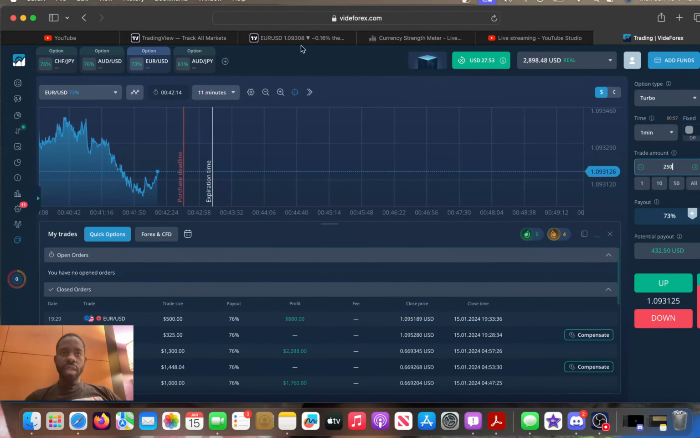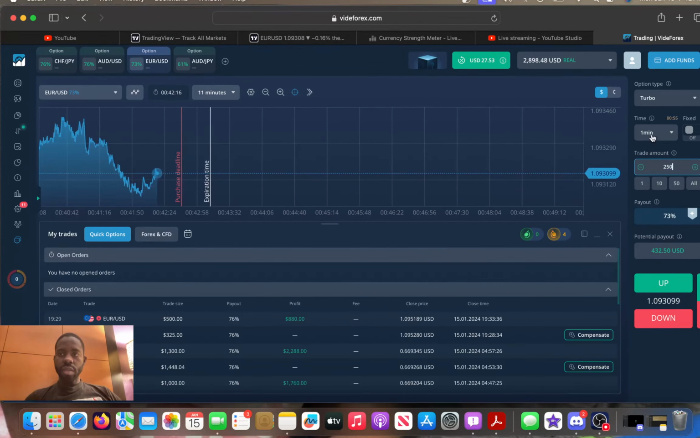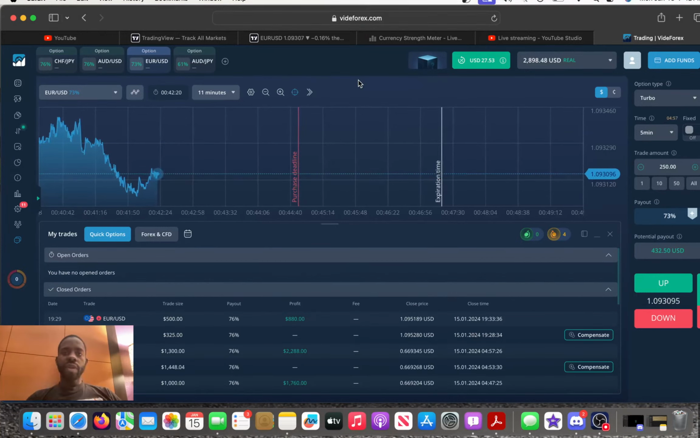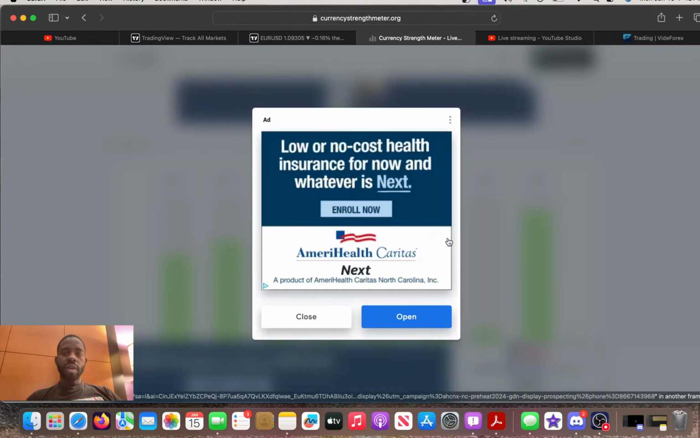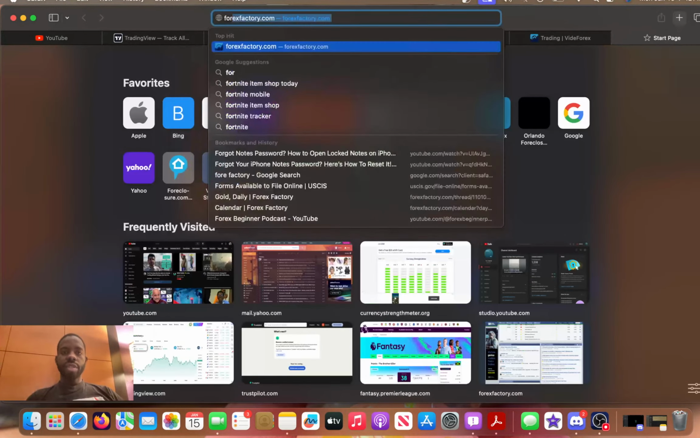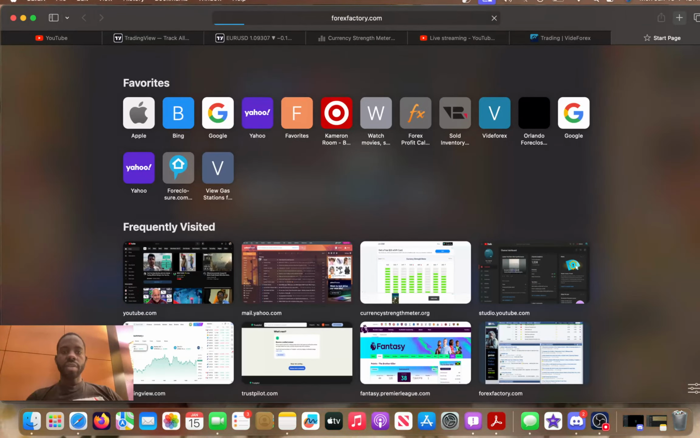With that being said, let's see if we can get this money. Switch my stuff to 5 minutes. Now, the first thing I do whenever I start trading, I always pull up my currency strength meter. I check Forex Factory, if there's any news.